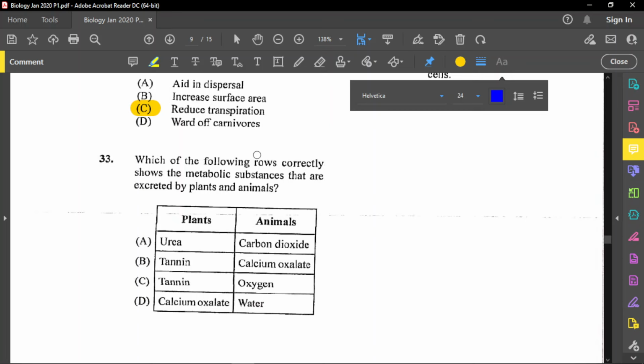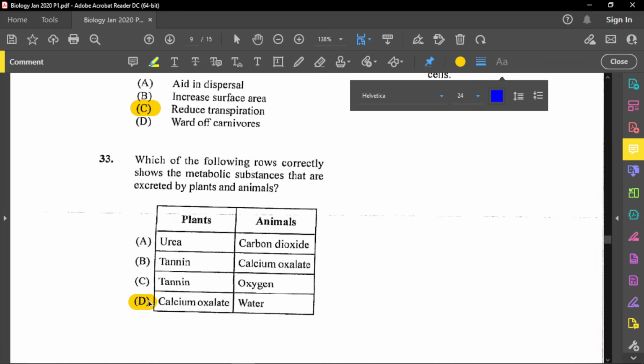33. Now, for 33, which of the following rows correctly shows the metabolic substances that are excreted by plants and animals? Carbon dioxide is an excreted product, so we know that, okay, that looks good. Plants don't release urea. Tannin, no, tannin is not an excreted product in plants at all. Tannin is actually a substance that is found within the skin, like in grapes. It is a good substance that is used to flavor wine. It's kind of a tangy, sourish type of taste, so that gives wine that distinct flavor. Yeah, but calcium oxalate, yeah, that's true.